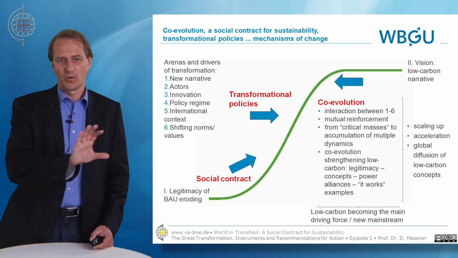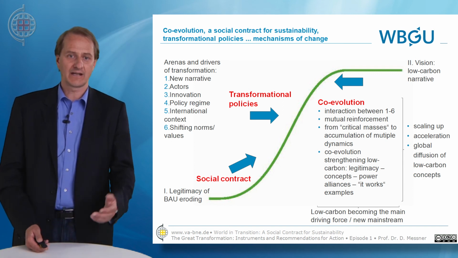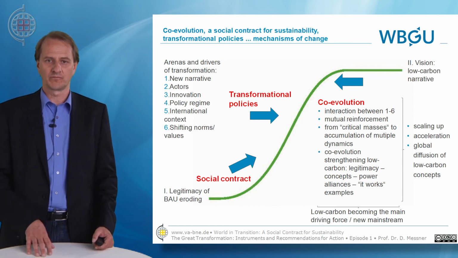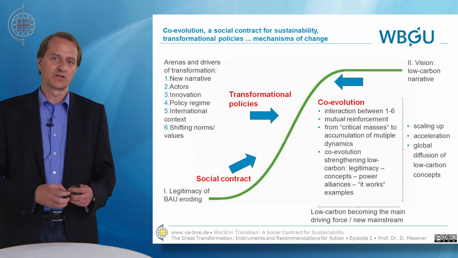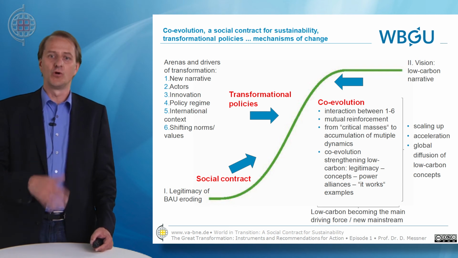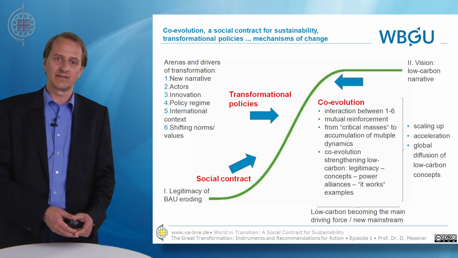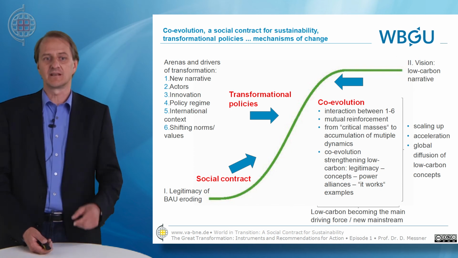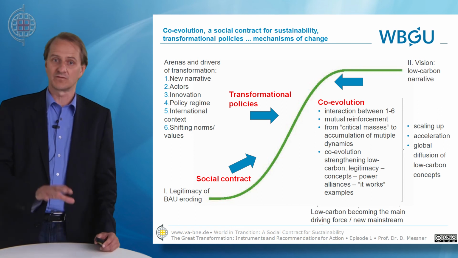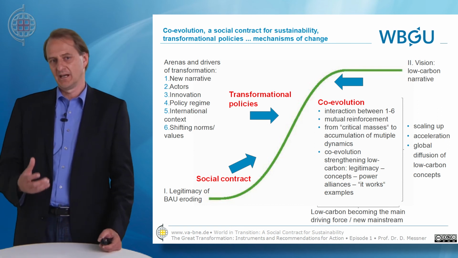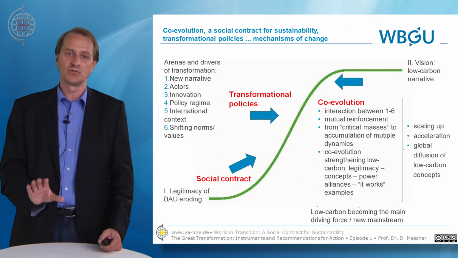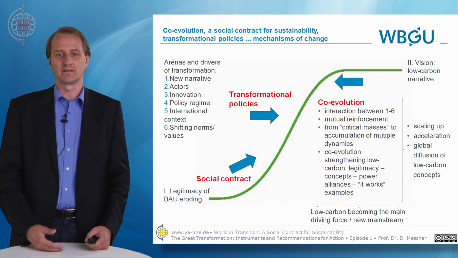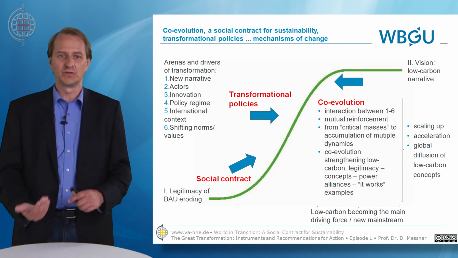What we have in mind, when we see these arenas of change, the new narratives, the actors, the innovation processes, the policy regime, the international political context, and the shifting norms and values, is that we see three mechanisms which are then producing low-carbon transformation dynamics. We see and argue that there are transformational policies which can foster policy transformation processes in these 6 areas of change, and we will discuss those transformational policies afterwards. But we also argue that, and maybe the most important element of change here is, co-evolution. So there are dynamics in these 6 arenas of change, and these are interacting between these different levels. So we have processes of mutual reinforcement.